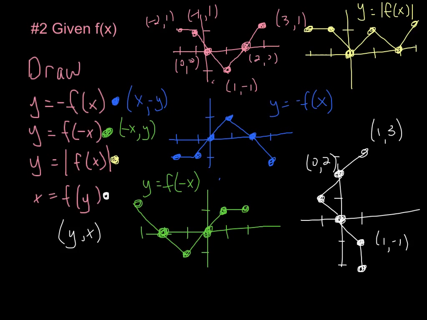That's x equals f of y. Notice it's kind of been flipped up on its side, and that's what happens when you reflect over the line y equals x. That's the line y equals x, and that's how it's been reflected.